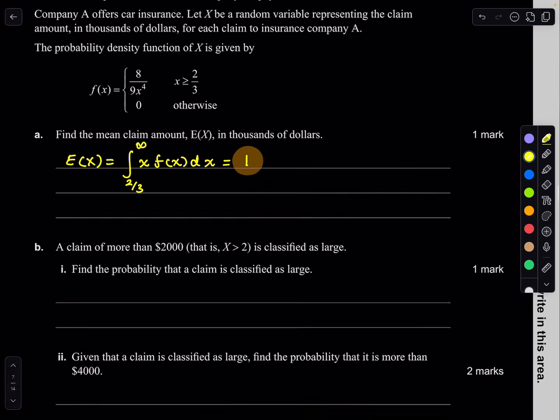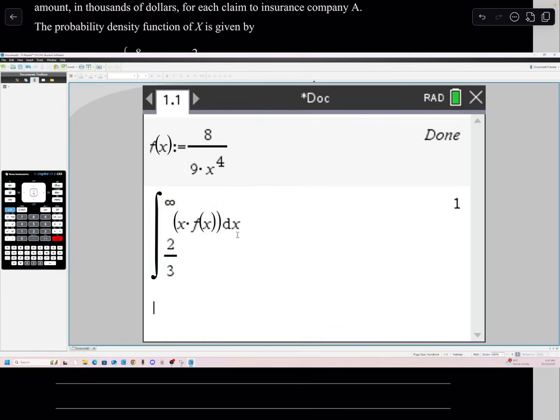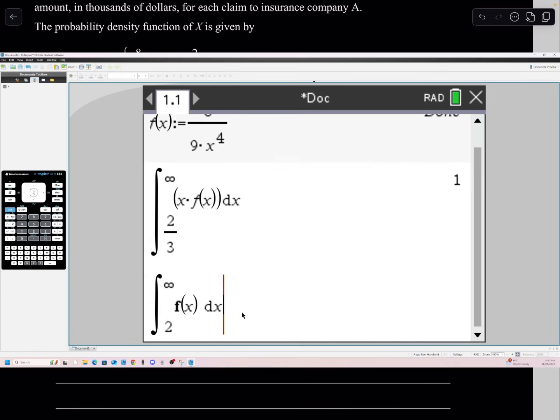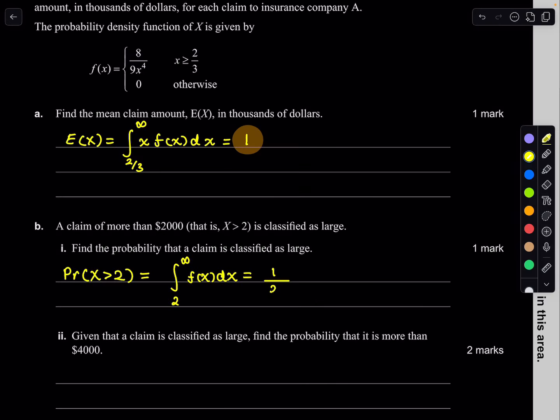That's it. Next question. A claim of more than $2,000, that is x is greater than 2, is classified as large. Find the probability that the claim is classified as large. Really, really easy. Just do it in your CAS again. What we're trying to find is the probability that x is greater than 2, which is of course the integral from 2 to infinity of f of x dx. I can just recopy this here, take the x out, and put a 2 here, enter, it's 1 over 27. So that's the probability of being classified as large. 1 over 27.